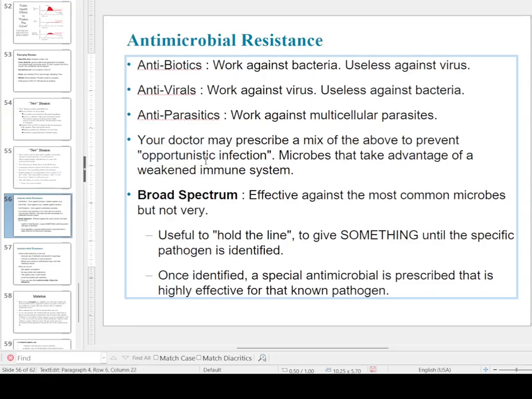Don't start medicating yourself. When you're given an antibiotic, for example, usually what they do is they start you on a broad spectrum. What that means is they don't know what it is yet. It's going to take 3 days to culture the specimen to know exactly what they got. So while we're waiting for the 3 days, they'll give you a broad spectrum, which is supposed to work on as many different kinds of bacteria as possible. It's basically to hold the line, to give you something until the specific pathogen is identified. And once it is, then they can give you a special antibiotic directed specifically against that bacteria.